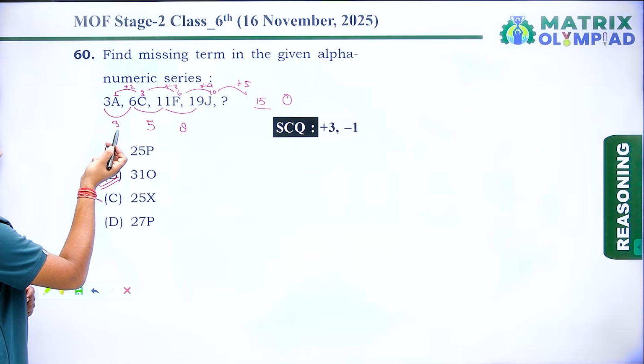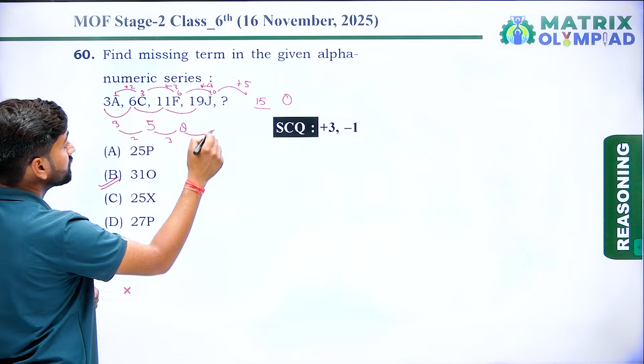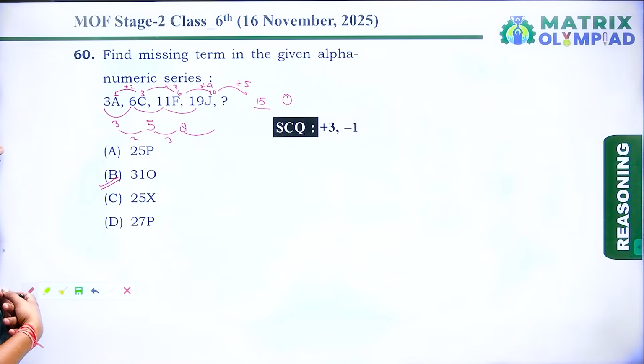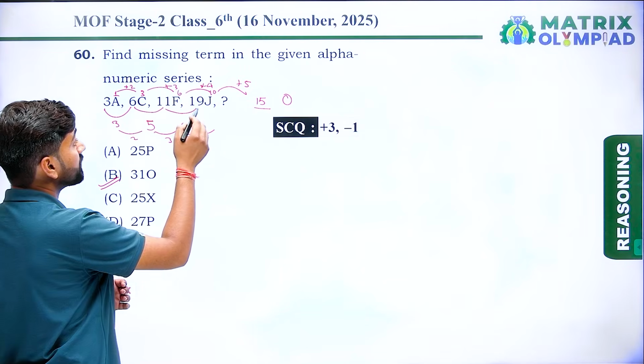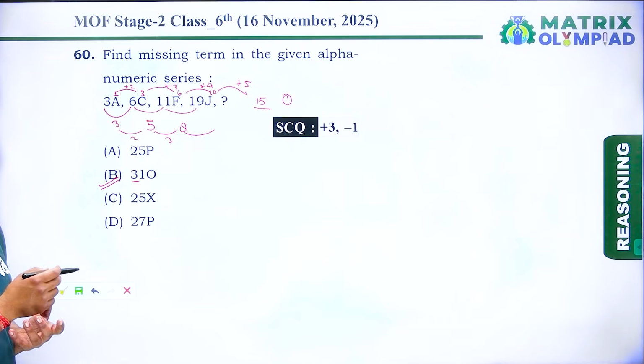And if we check out the number pattern, increasing with the difference of 2, 3, then it will be 4. So if we add 12 to 29 we get 31. So option B is the right answer of this question.